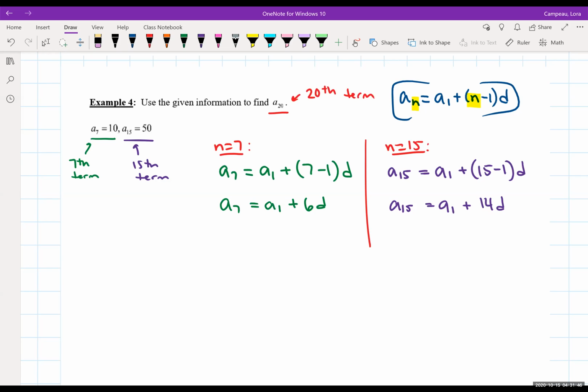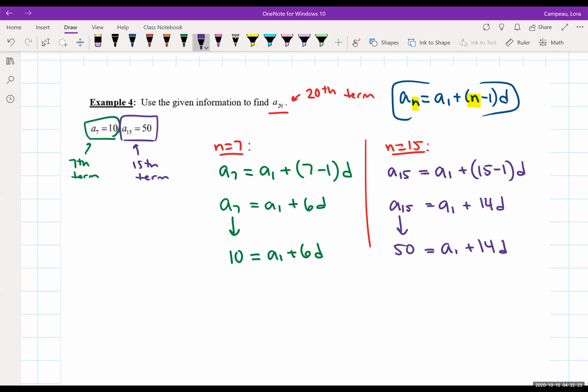And lucky for us, we do have 2 equations now, but we actually have the value of what a sub 7 is. So look at this one more time. A sub 7, we can replace it with the number 10. So that leaves us with 10 equals a sub 1 plus 6 times d. And similarly, look at a sub 15. We actually have a nice concrete number for that. It is 50. So we replace that with 50. So we have 50 equals a sub 1 plus 14d.